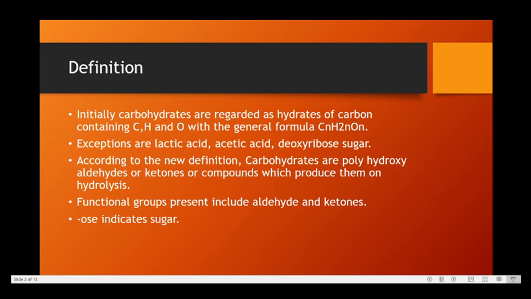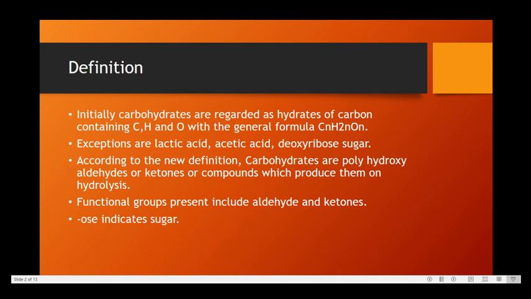So first, definition. According to an older definition of carbohydrate, carbohydrates are regarded as hydrates of carbon containing carbon, hydrogen and oxygen with the general formula CnH2nOn. But there are some exceptions like lactic acid and acetic acid. They satisfy the formula CnH2nOn, but they are not carbohydrate.